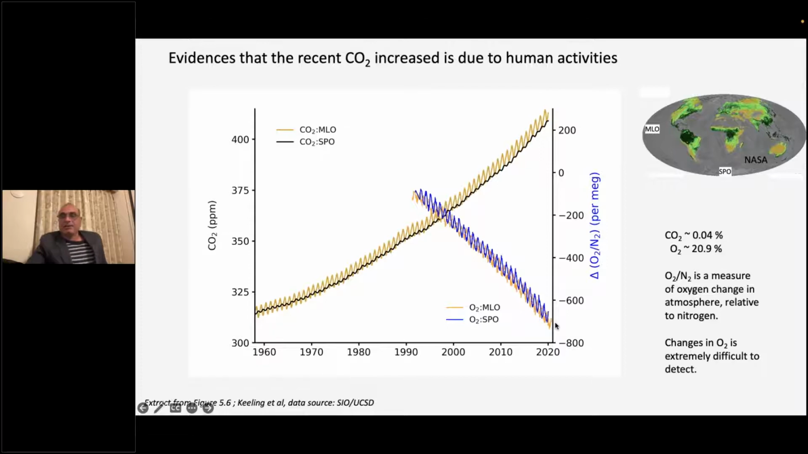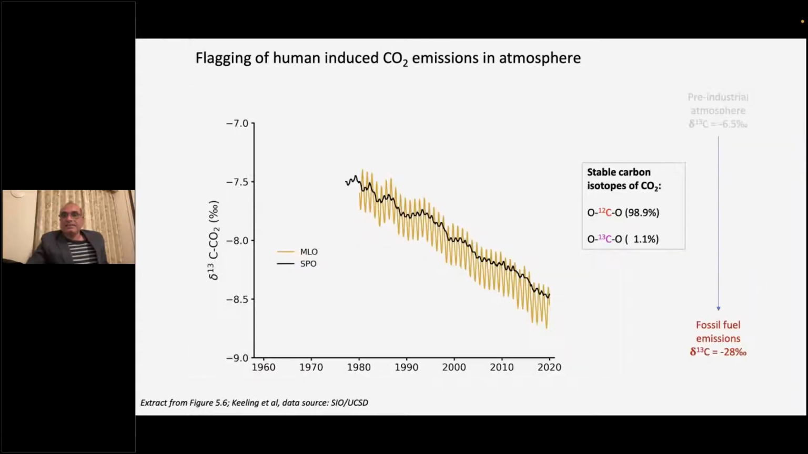That means there is a burning occurring in the atmosphere. And then the CO2 itself contains two different stable isotopes. Carbon 12 is the most prevalent in the natural atmosphere, about 99% is 12C, but there are also heavier isotopes, 13C, in the atmosphere.